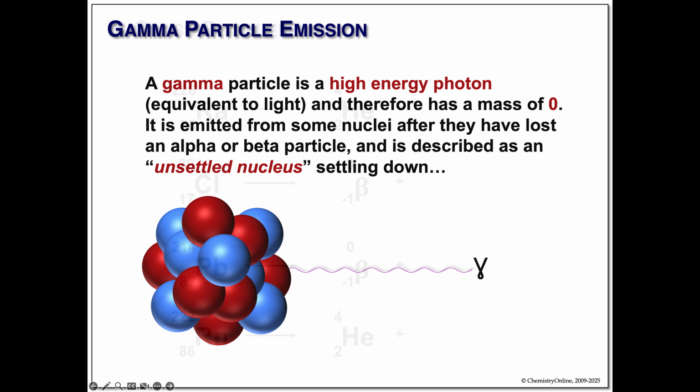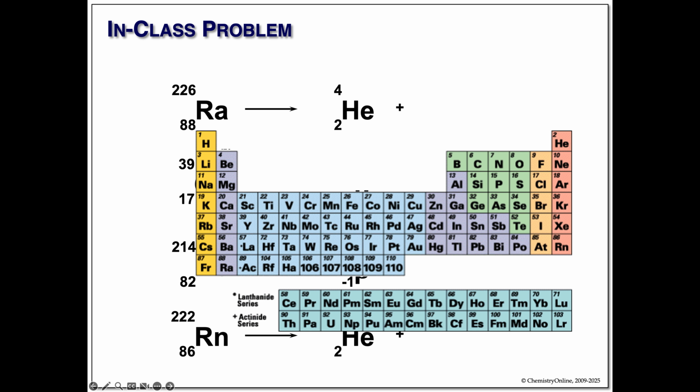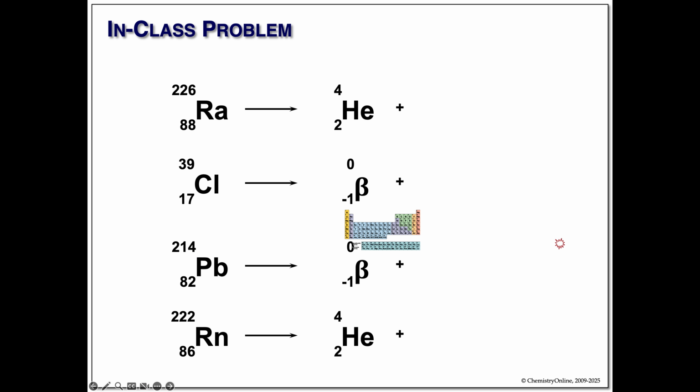Let's do a set. If we have radium-226 and it loses an alpha particle, that means the atomic number is going to drop from 88 minus 2 to 86. That's radon. The mass number will go from 226 minus 4 to 222, and we have just made radon-222.